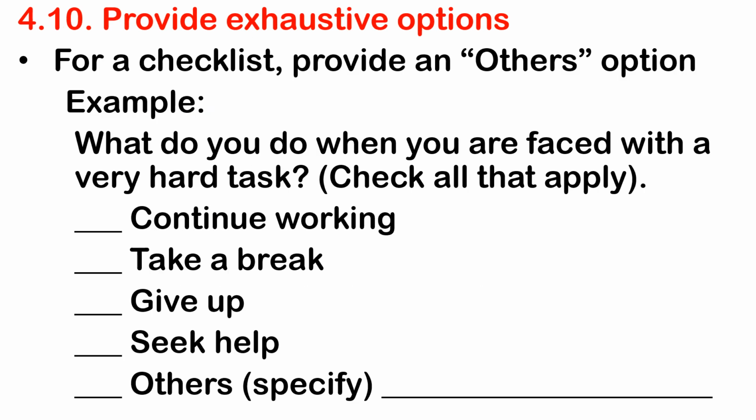Provide exhaustive options. For a checklist, provide an others option. Example, the question is, what do you do when you are faced with a very hard task? Check all that apply, and the options are continue working, take a break, give up, seek help. Obviously, this is not exhaustive because there are other things that a person can do when confronted with a very hard task, such as praying, eating, throwing things, screaming, etc. So, to make it exhaustive, put an others, then specify option.